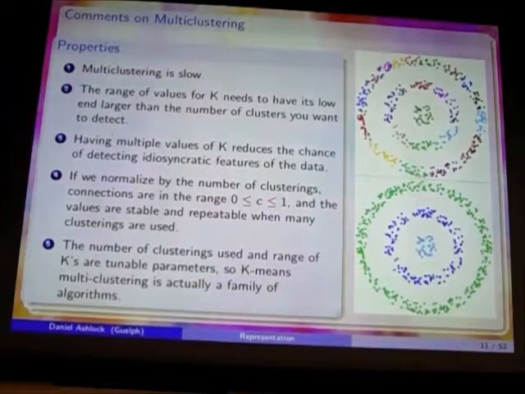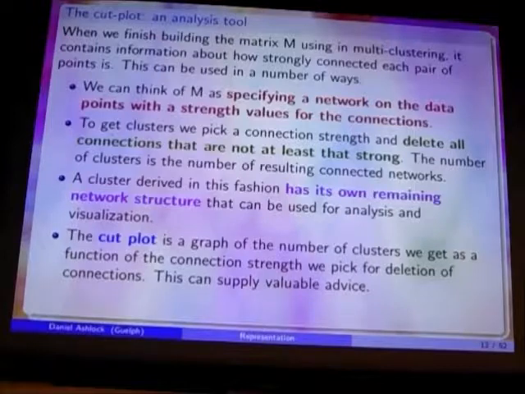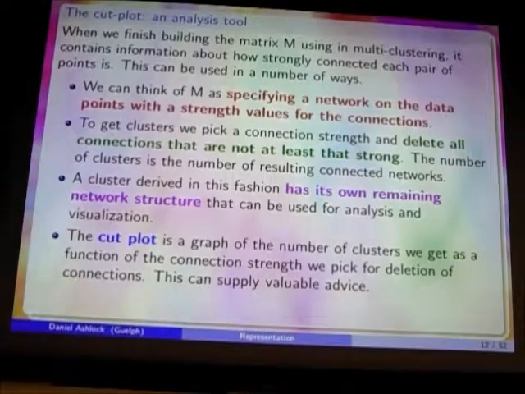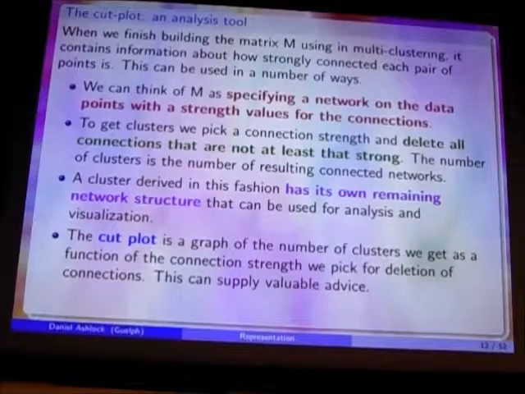So this is actually a family of algorithms, though they tend not to behave that differently from one another. When we finish building the matrix, this connection strength matrix, it contains information about how strongly connected each pair of data points is. And you can use that in a number of ways. We can think of M, the matrix, as specifying a network on the data points with strength values for the connections. To get clusters, we pick a connection strength and delete all the connections that are not at least that strong. The number of clusters is the number of resulting connected networks.